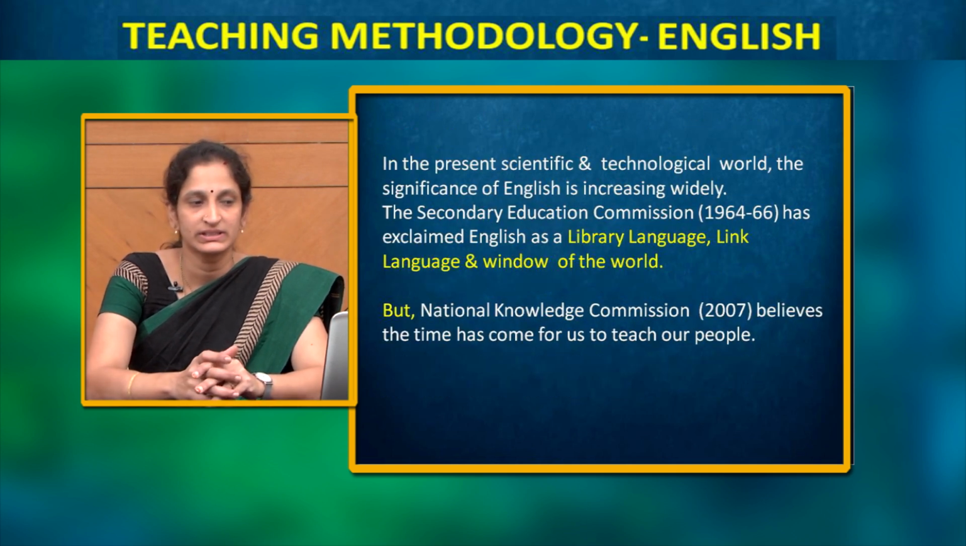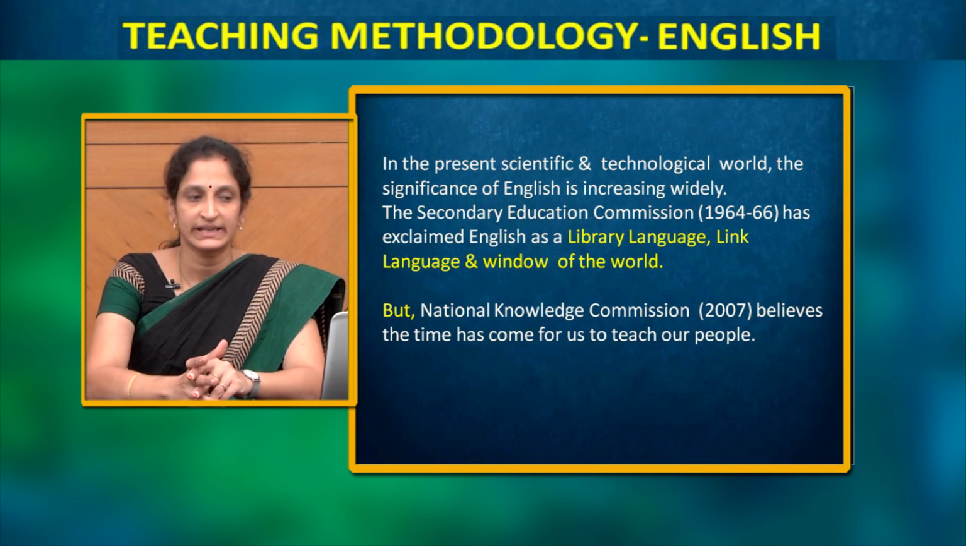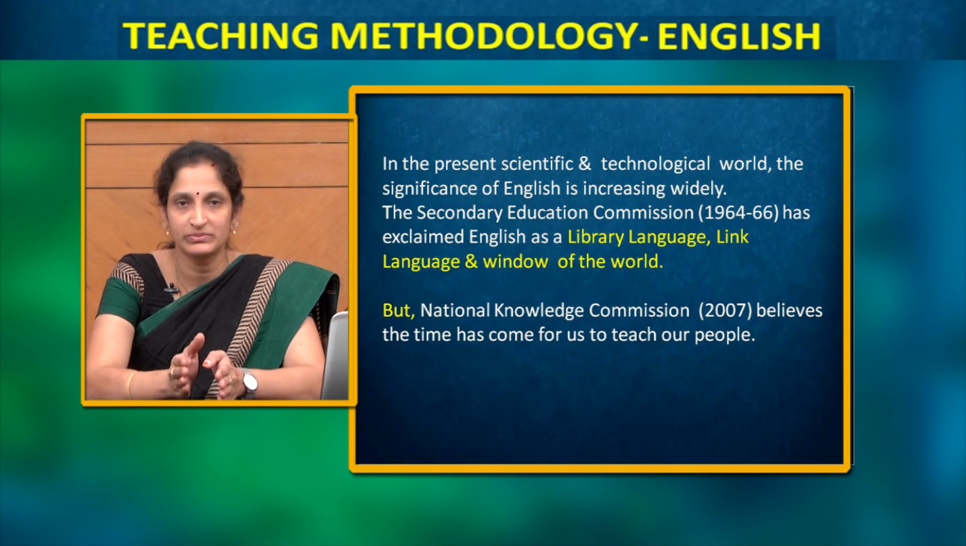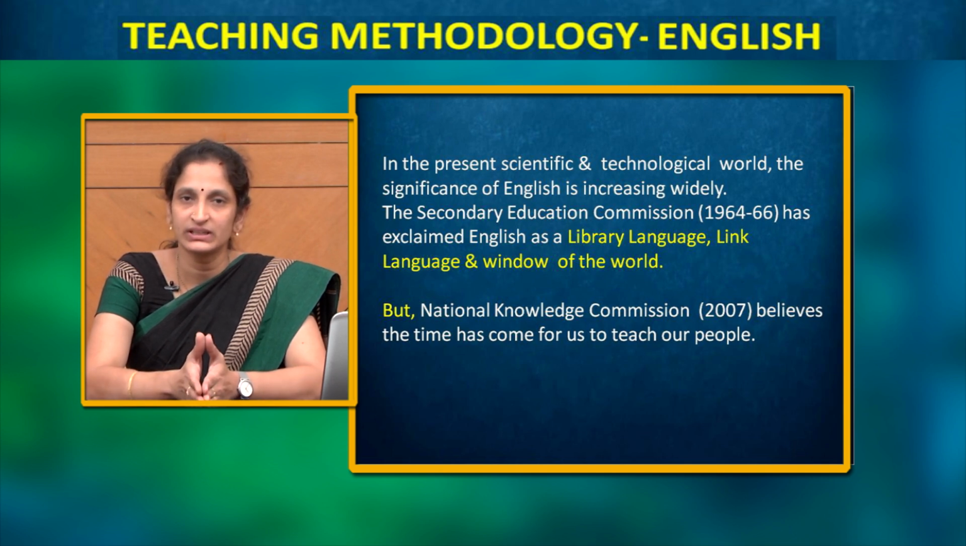In the present scientific world, the significance of English is increasing widely. The Education Commission 1964-66, known as the Kothari Commission, has explained English as a library language, a link language, and a window of the world. English is considered the library language because more than 80% of the books were available in English only in the library. This English language also links all the nations at the international level for trade purposes or for the development of science and technology. So, it is a window of the world. Once Indians get to know the importance of the English language, definitely India will become a more developed nation, competing with the other nations.